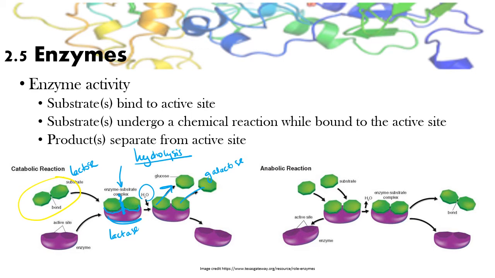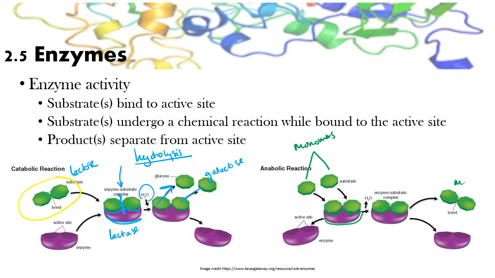Enzymes don't just break things down though, enzymes can also build things up. So we can take two little pieces, we can have our monomers, maybe these are two pieces of glucose, and then this enzyme is actually going to build maltose instead of breaking down maltose into two glucose molecules.